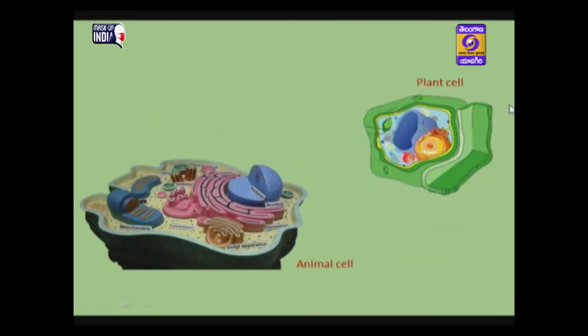Now, children, observe here, this is the plant cell and this is the animal cell. In the plant cell, we are seeing chloroplasts and vacuoles. In the animal cell, chloroplasts are not there. Vacuoles are seen, but are very small.